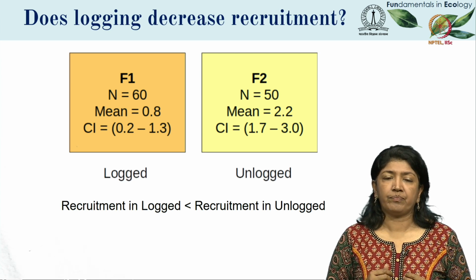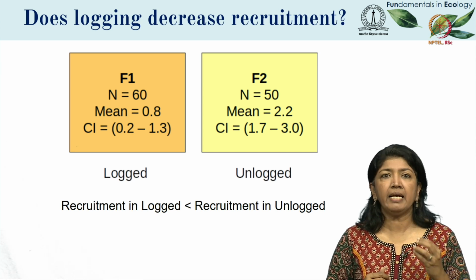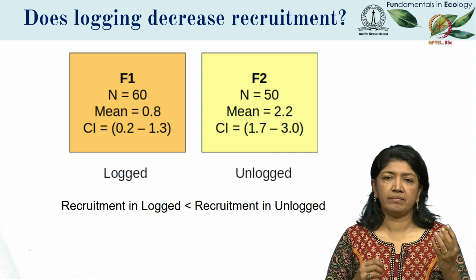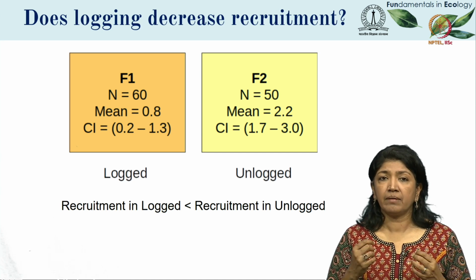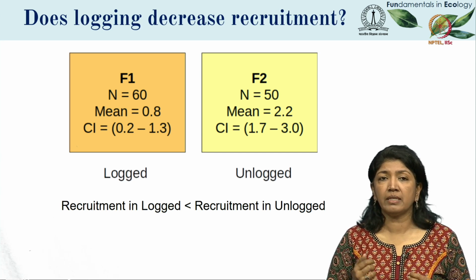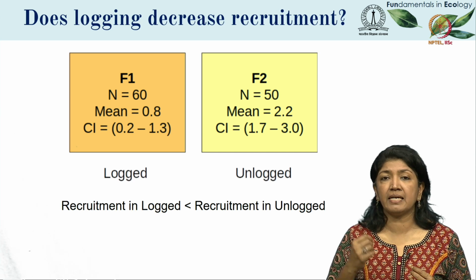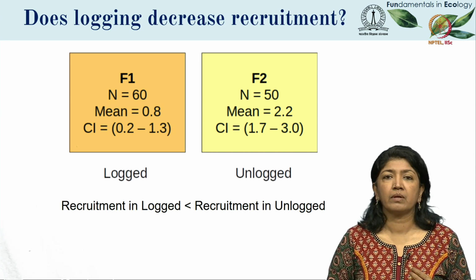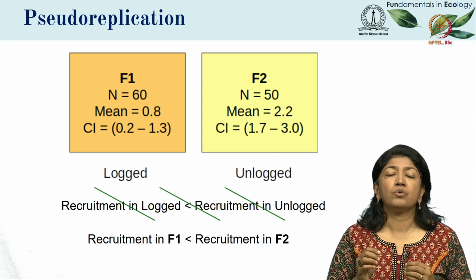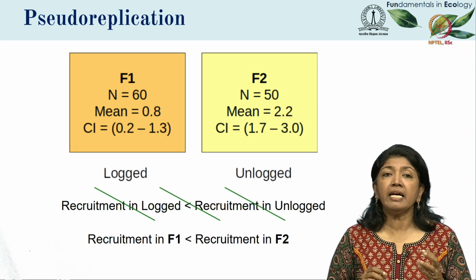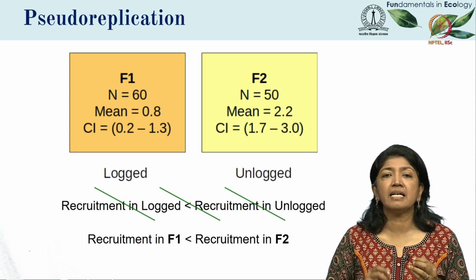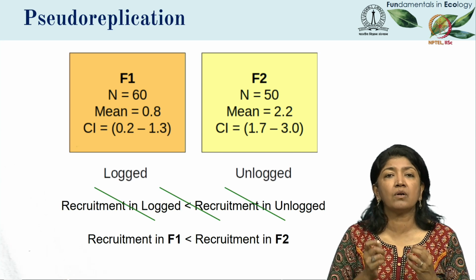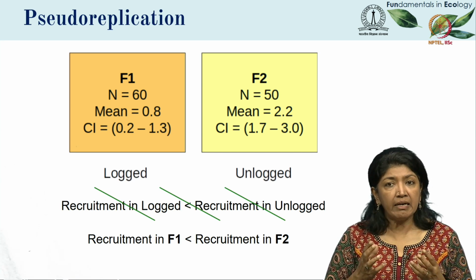Look at the data. The means and confidence intervals clearly indicate that these are different. But the question is, based on that, can I conclude that recruitment in logged is less than recruitment in unlogged? I cannot do so. I can definitely conclude that recruitment in F1 is less than recruitment in F2. The means and confidence intervals are clearly separated.